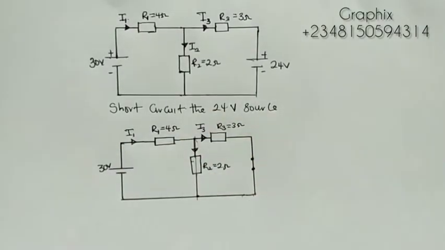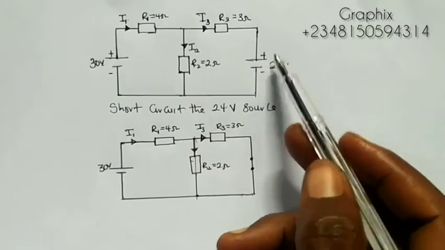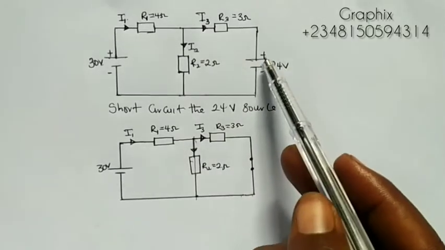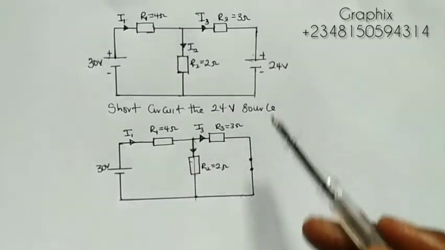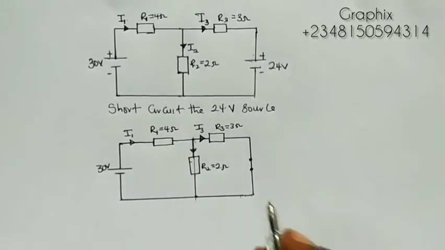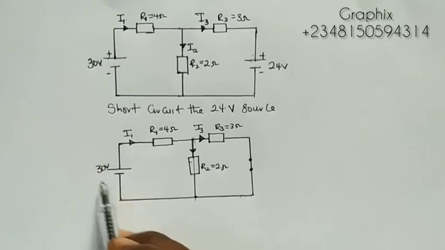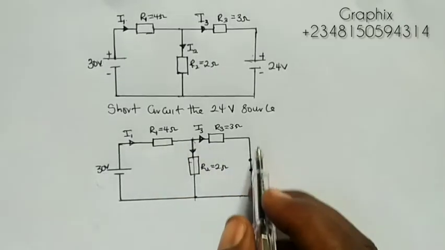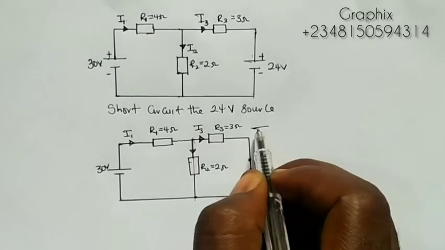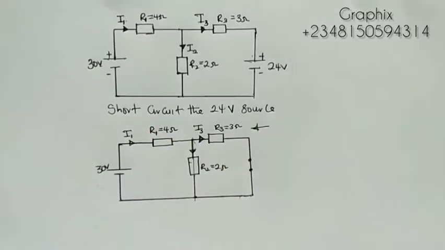Now, this is what we have. If you notice, I have short circuited the 24 volt source. That means I have replaced it with a wire. Removing an element, replace with a wire. Now, I'll be considering the 30 volts source, so we'll start looking for the total current here.